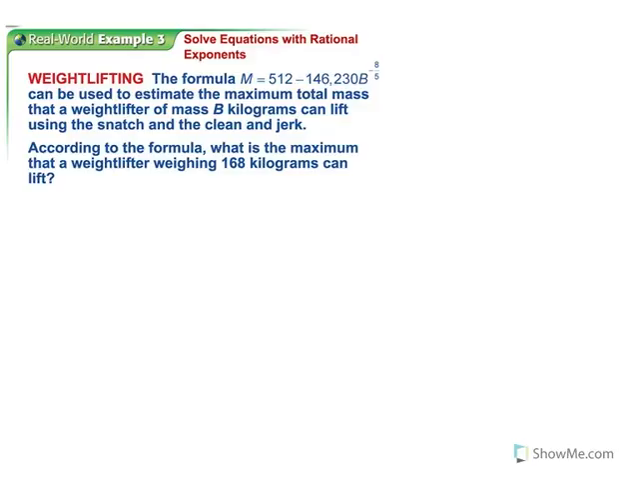So this question says the formula m equals 512 minus 146,230 times b raised to the negative 8/5 exponent can be used to estimate the maximum total mass that a weightlifter of mass b in kilograms can lift using the snatch and the clean and jerk. According to the formula, what is the maximum that a weightlifter weighing 168 kilograms can lift? So we know that b is the mass in kilograms.